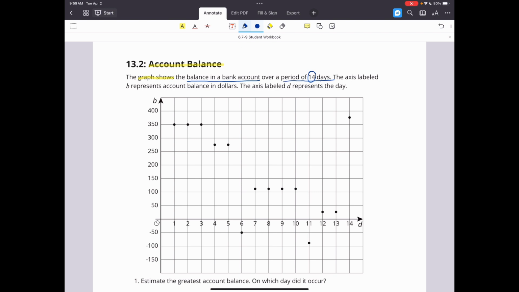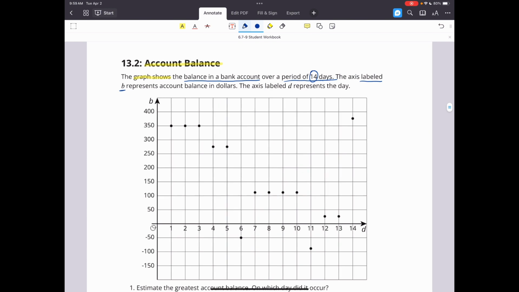The second part says the axis labeled B. So labeled B means it's equal to the account balance in dollars. So right there, we're talking about money. So when I look over here, the axis that's labeled B, which is considered my y-axis, the reason they labeled it B in this situation is because it represents the balance. This is just my money account, or that's my money. So if the dot is in line with that axis, that's how much money is in my account. And yes, you can have negative money. We're going to talk about that.